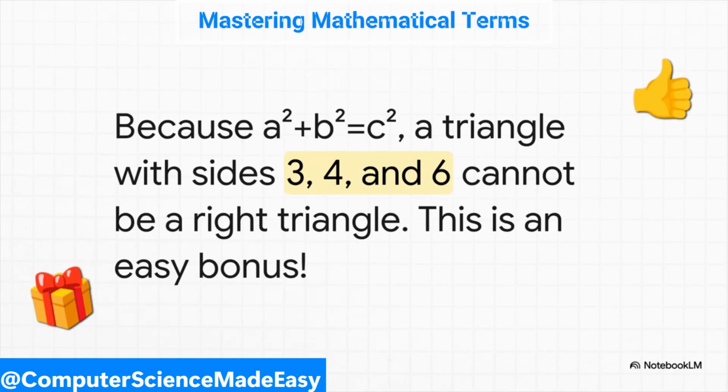Let's go back to our old friend, the Pythagorean Theorem. Because we know a squared plus b squared equals c squared is true for right triangles, we get a corollary for free. We immediately know that a triangle with sides 3, 4, and 6 cannot possibly have a right angle. Why? Simple. Does 3 squared plus 4 squared equal 6 squared? Let's see. 9 plus 16 is 25. That is not 36. So, nope, not a right triangle. See? It's a direct consequence.